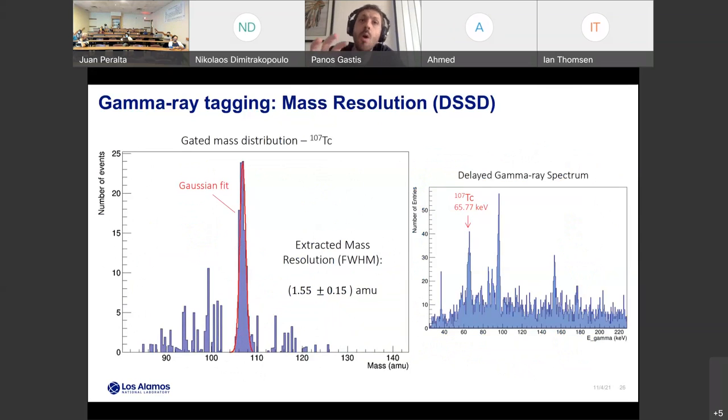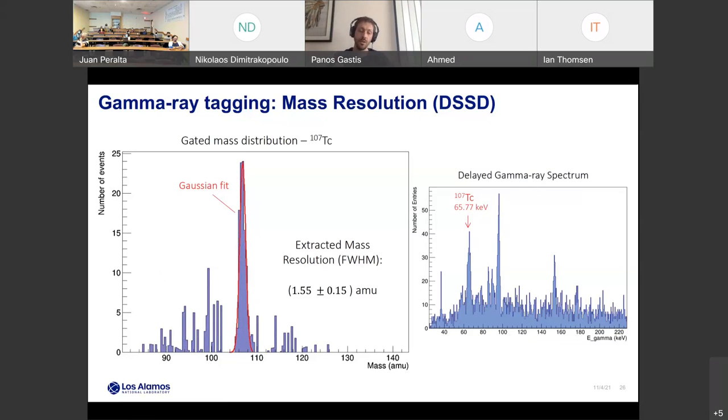This is an example of how we basically use these coincidence events. On the right plot, you see the gamma ray spectrum from the delayed gammas, where you see a nice photo peak that is coming from transitions in technetium 107. And on the left, you see the corresponding mass distribution after gating on this photo peak. So there is a nice and clean mass peak associated with technetium 107 that was perfect for the mass calibration that we want, and also for extracting the mass resolution of the system. That was found to be on the order of 1.5 atomic mass units, which is great.